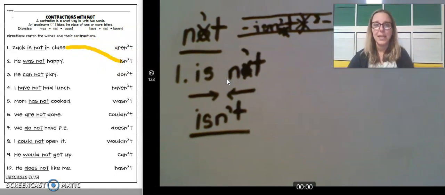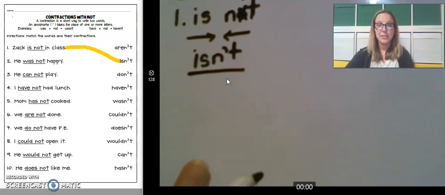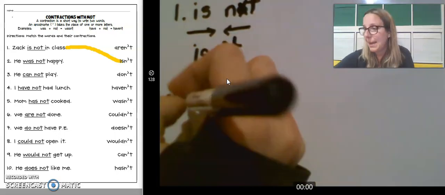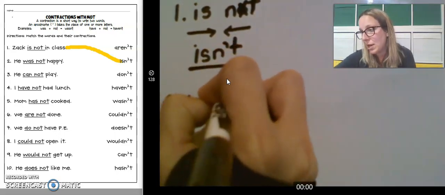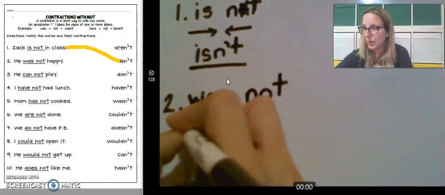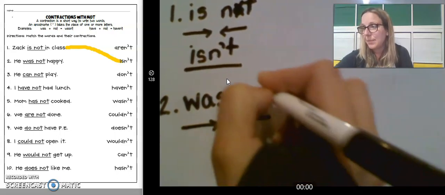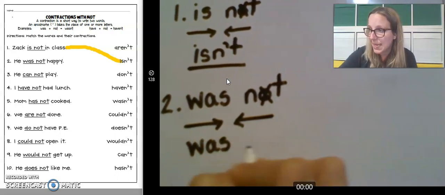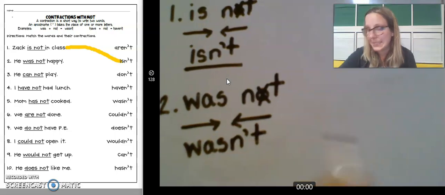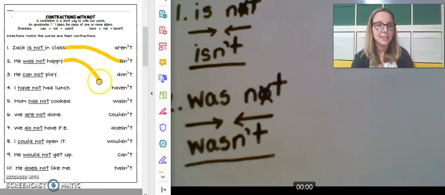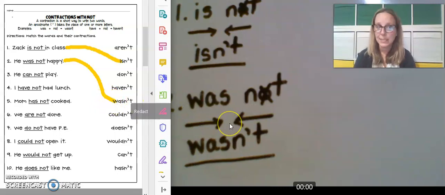All right, let's take a look at number 2. We'll move this up here. Number 2 says, he was not happy. So I'm looking at the words was and not. So let's think about what I know. I'm going to push these two words together. I'm going to take out this O and write the word: he was not happy becomes he wasn't happy, wasn't. So now I look on my sheet here, find, oh, there it is, wasn't. So you'll draw a line to connect sentence number 2 to the word wasn't.